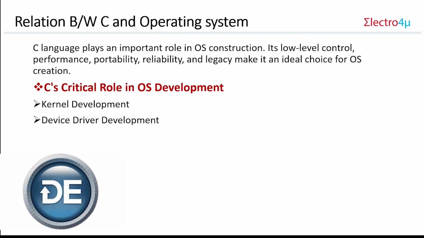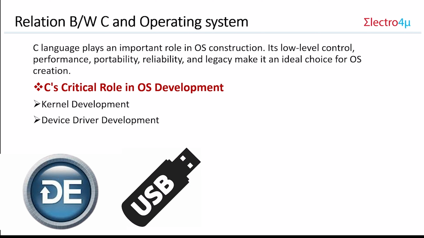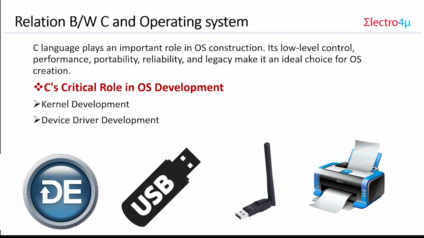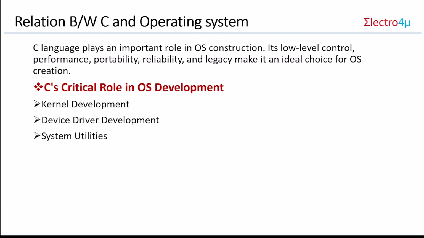C is used to create device drivers that enable the OS to communicate with hardware devices like disks, network cards, and printers. System utilities. Many system utilities, such as ls, cp, and rm commands of Linux, are written in C for their performance and reliability.